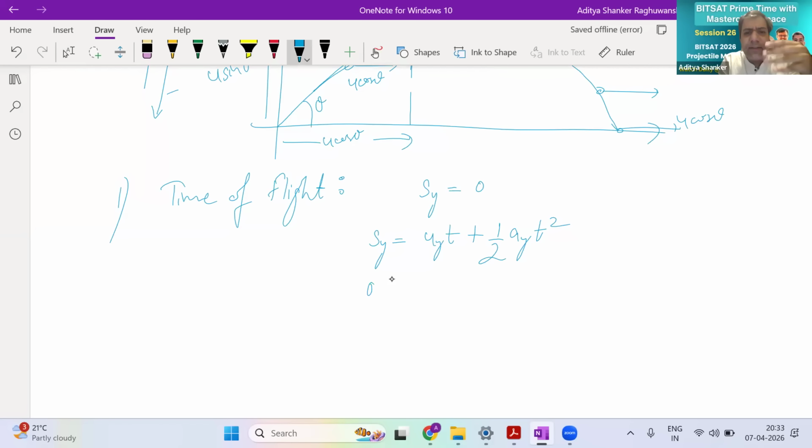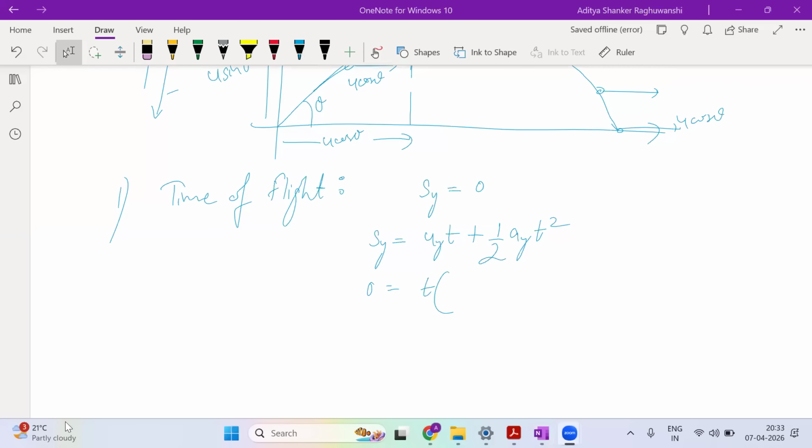So if I make Sy equal to 0, I simply take t common from here. Once I take t common, I'm going to get, basically, what I'm going to get, my dear friends. Now understand? Just a minute.